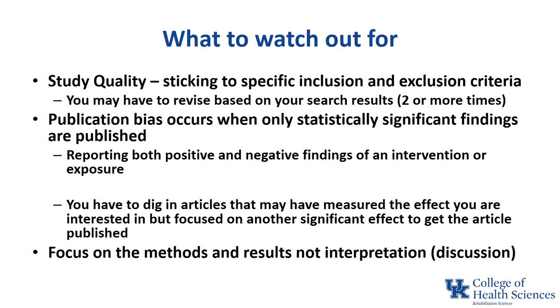So really look carefully when you're doing your full text review in the methods and see if they did happen to measure what you're interested in, in addition to what they focused the abstract on, or what they focused the other information on. So that way you can get good and bad results, and that minimizes your publication bias.